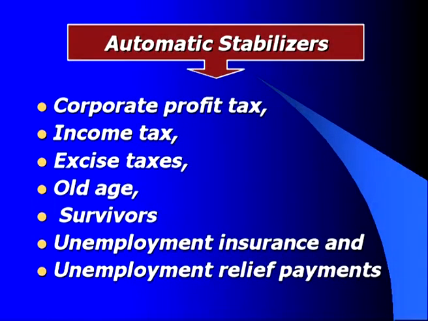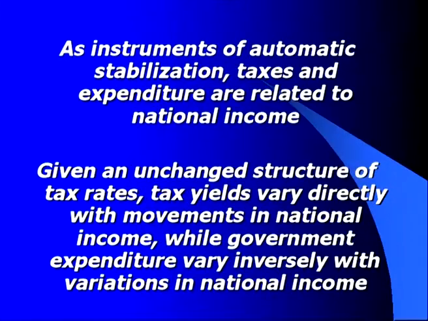The various automatic stabilizers are corporate profit tax, income tax, excise tax, old age survivors and unemployment insurance and unemployment relief payments. As instruments of automatic stabilization, taxes and expenditures are related to national income. Given an unchanged structure of tax rates, tax yields vary directly with movements in national income, while the government expenditure varies inversely with variations in national income.